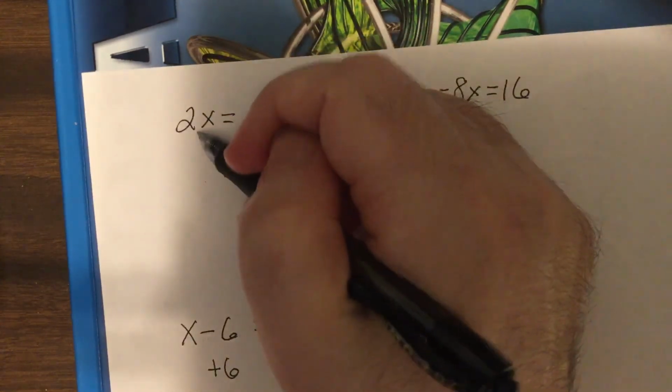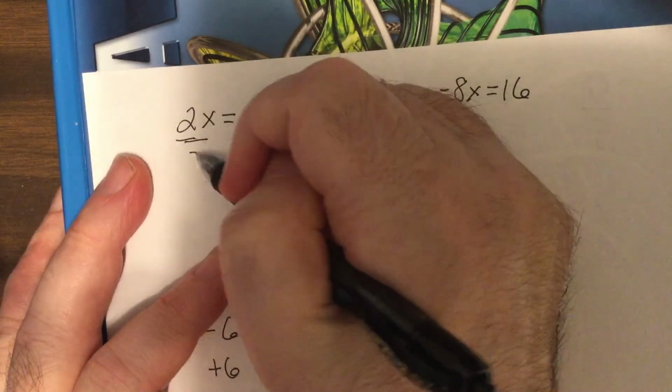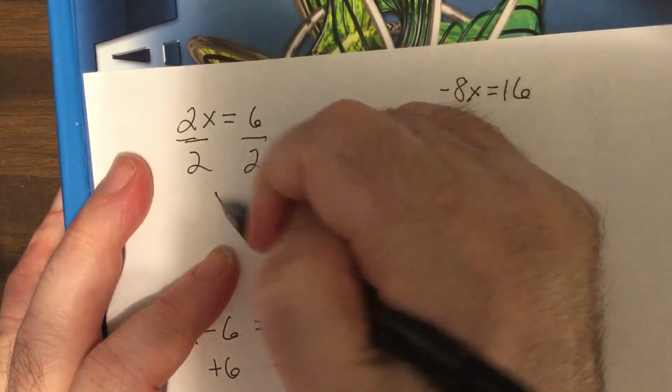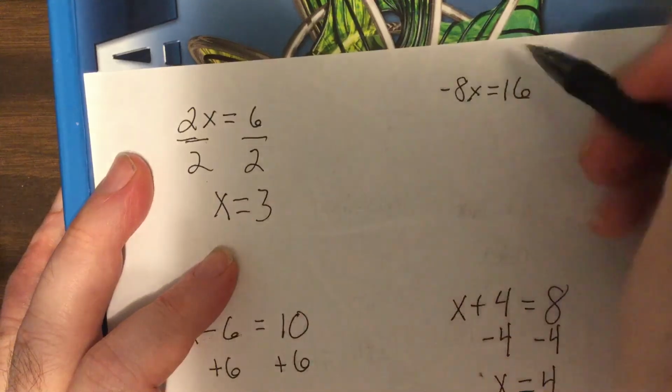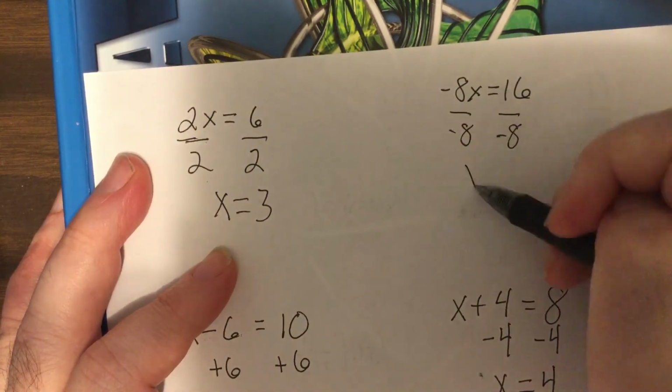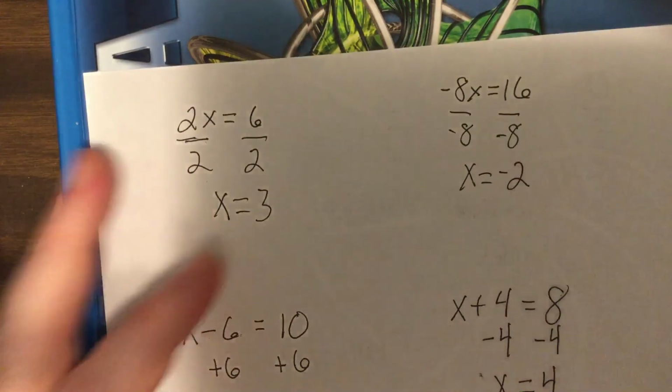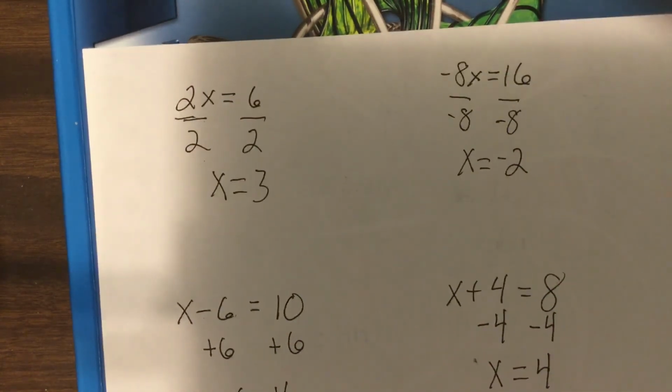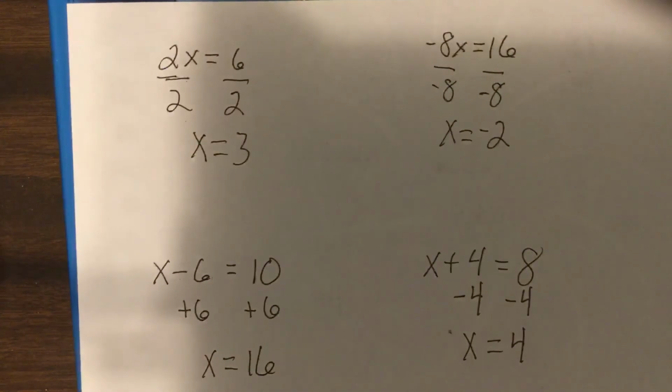Okay, here I'm multiplying by 2, so the reverse operation is divide by 2. Here, divide by negative 8. So x is negative 2. Now, hopefully you know that.